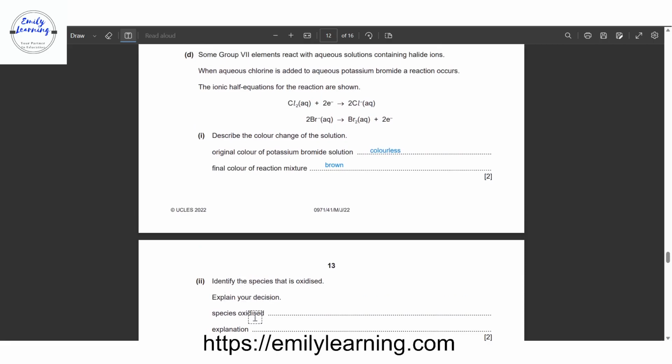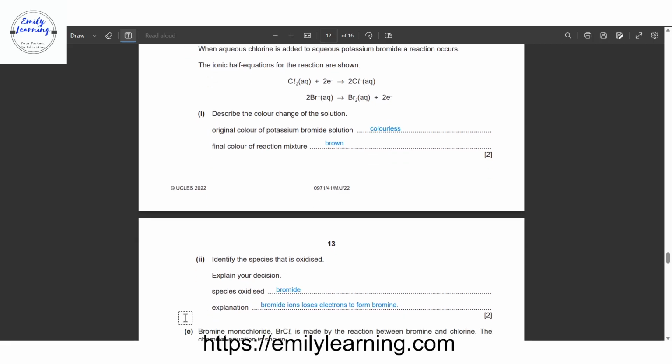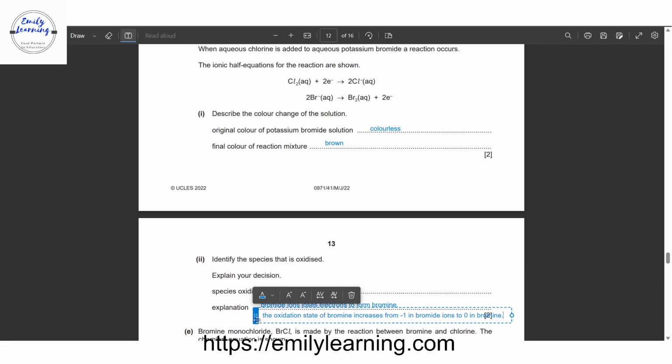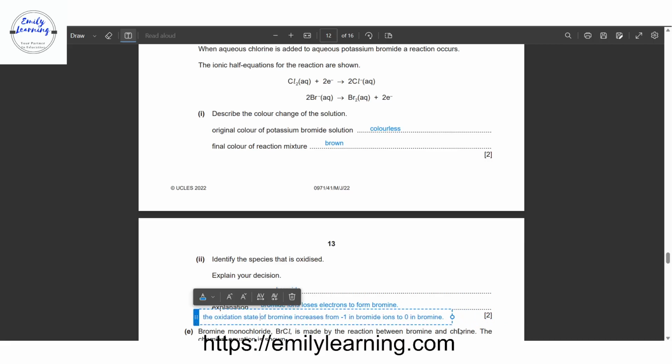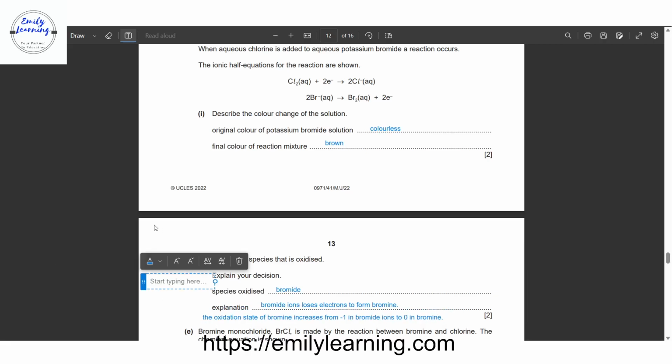Next, you're asked which one is being oxidized. If you look at oxidation in terms of electrons, we know that oxidation is the loss of electrons. So bromide is being oxidized. We can write that bromide ions lose electrons to form bromine, so therefore it is being oxidized. Or you can also explain it in terms of oxidation number. The oxidation state of bromine increases from -1 in bromide ions to 0 in bromine. Because there's an increase in oxidation state, it is oxidation. So you can explain it in terms of electrons or in terms of oxidation state, both are correct.